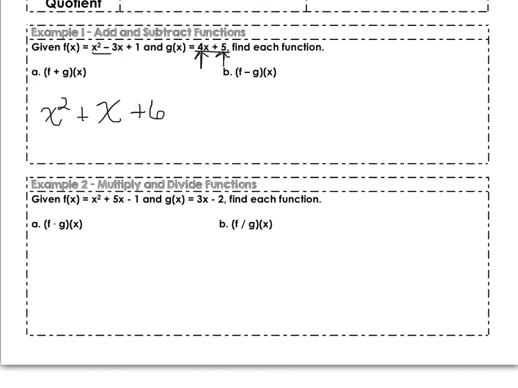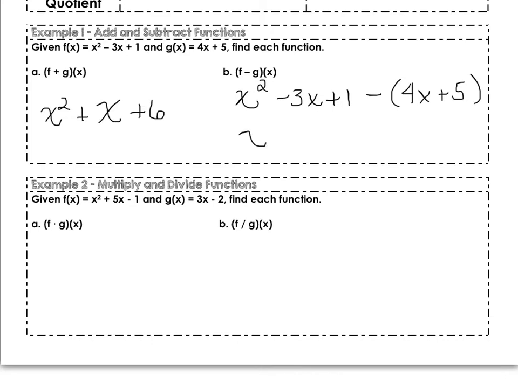Now the other one was subtraction. That'll take some work to be shown because it'll be very important that you recognize it's an entire function being subtracted. It's not just one single term. So I'm going to rewrite function f, x squared minus 3x plus 1, and I'm going to subtract the entire quantity of g. Both the 4x and the positive 5 are being subtracted here.